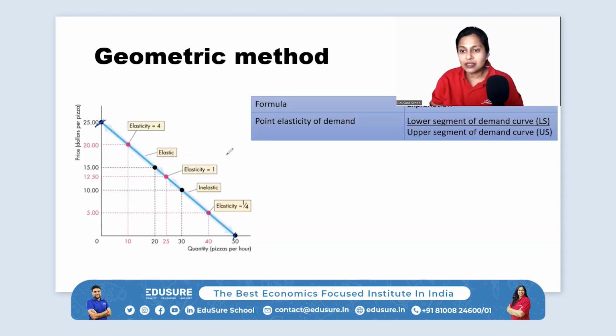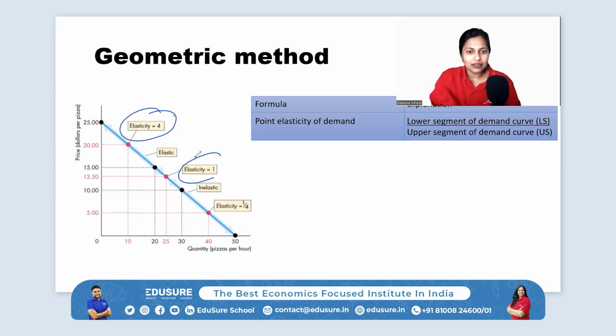Endpoints, of course, represent the ends also. At this point, the elasticity is 0 because the length of the lower segment is 0. And this is the point where elasticity is equal to infinity because the length of the upper segment is 0. So along a straight line, you have different elasticities along that demand curve, depending on where we are calculating the elasticity. Along one demand curve, we don't have one single elasticity. We have different elasticities at different points.